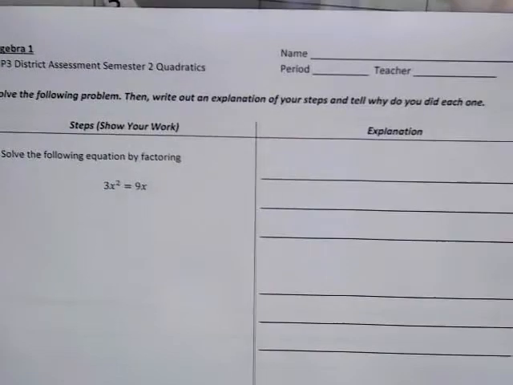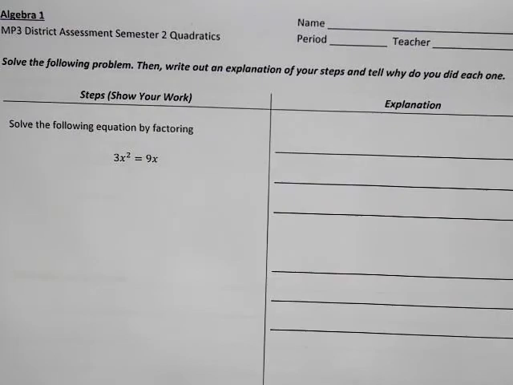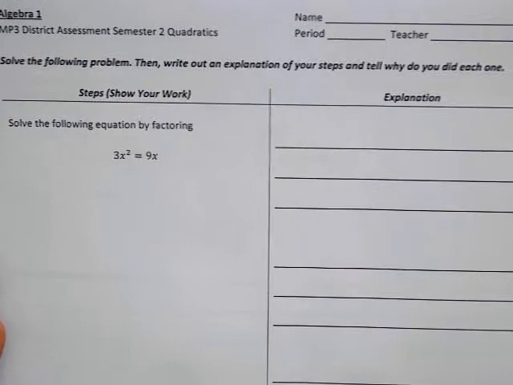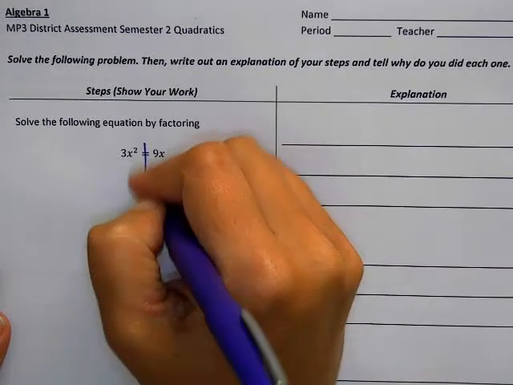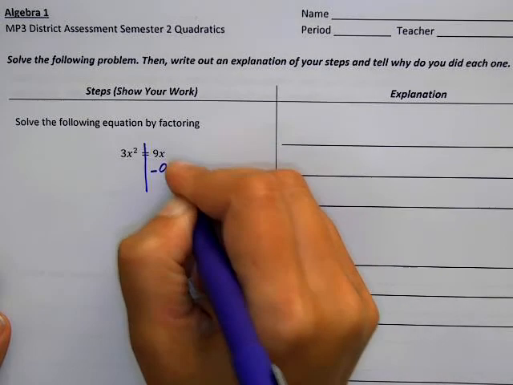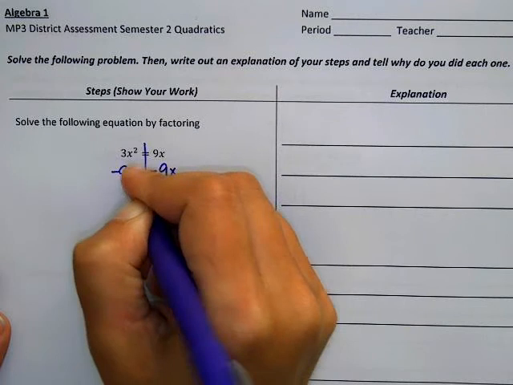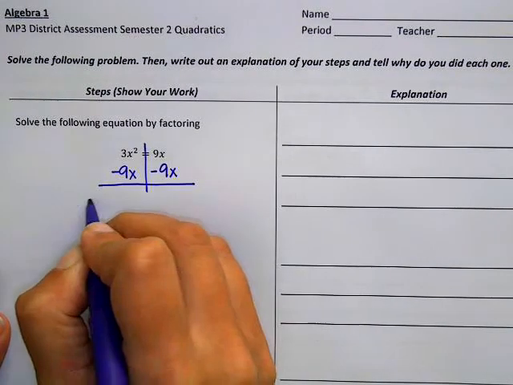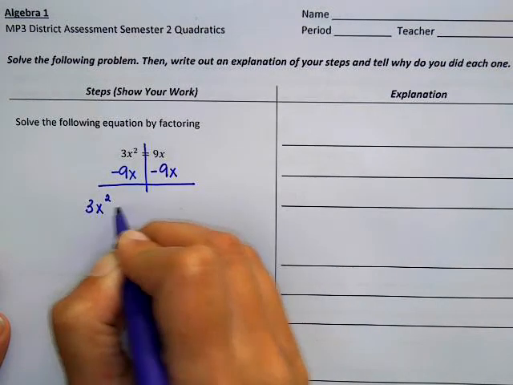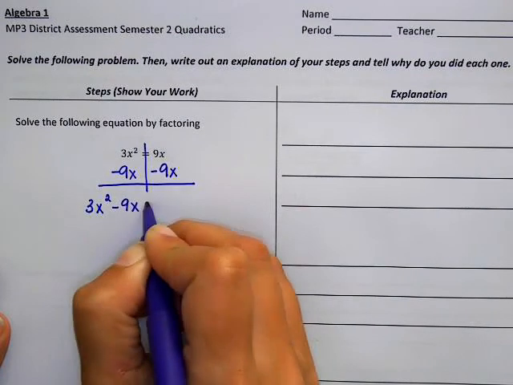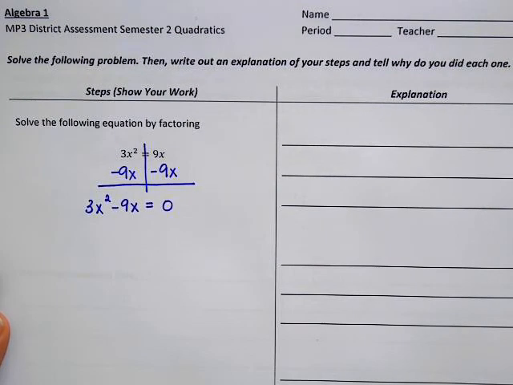When we are solving by factoring, it's really important that first our equation equals 0. So in this problem, since it doesn't equal 0, I'm going to start by subtracting the 9x on both sides. Now when I do that, I get 3x squared minus 9x equals 0.